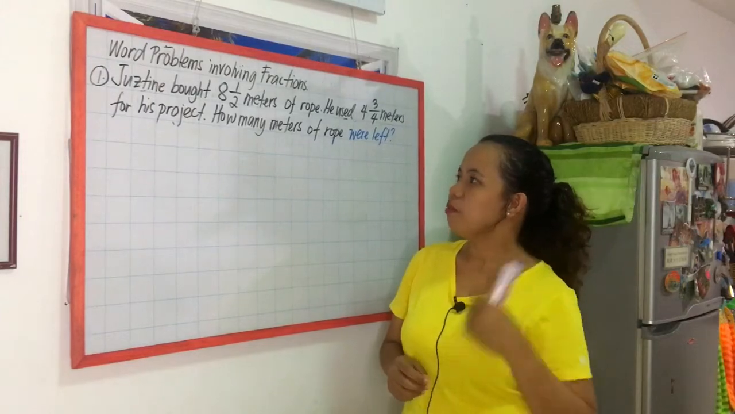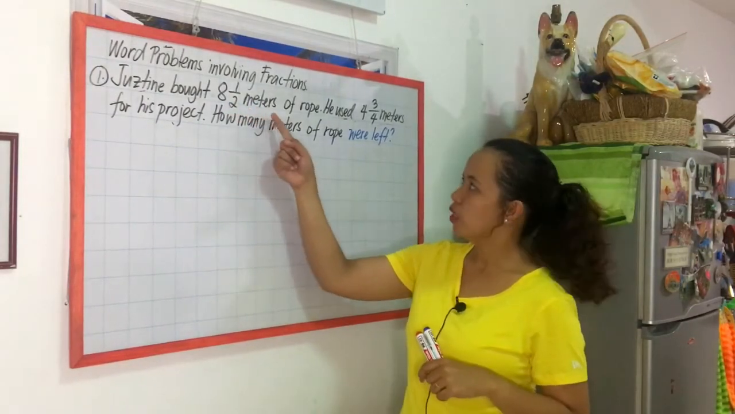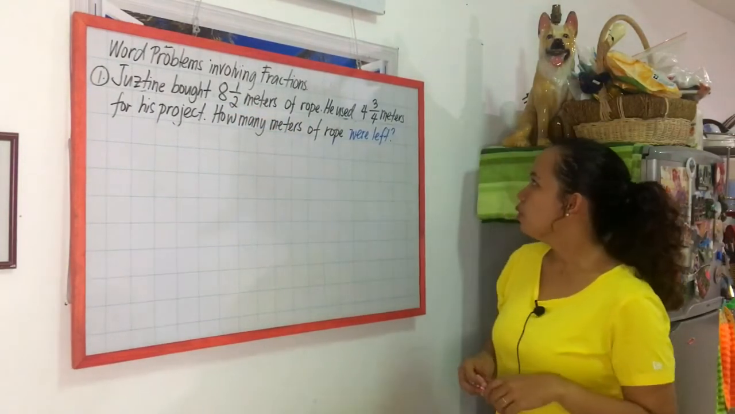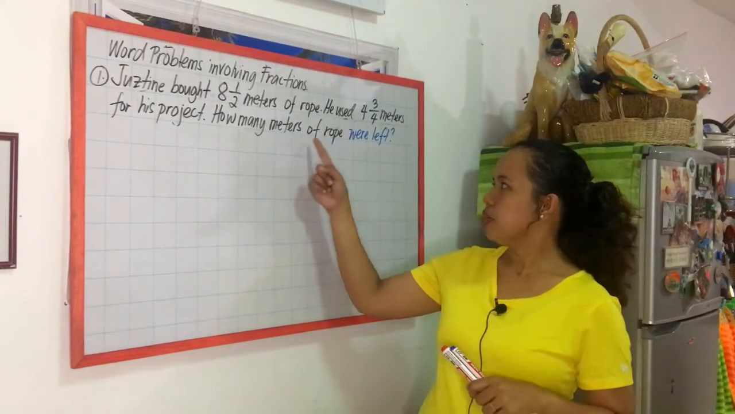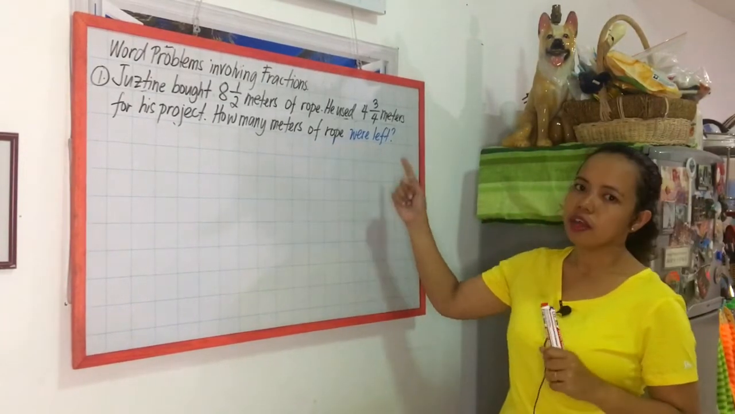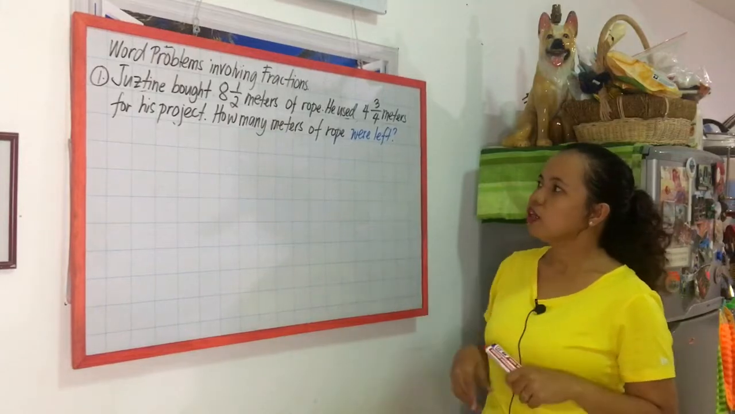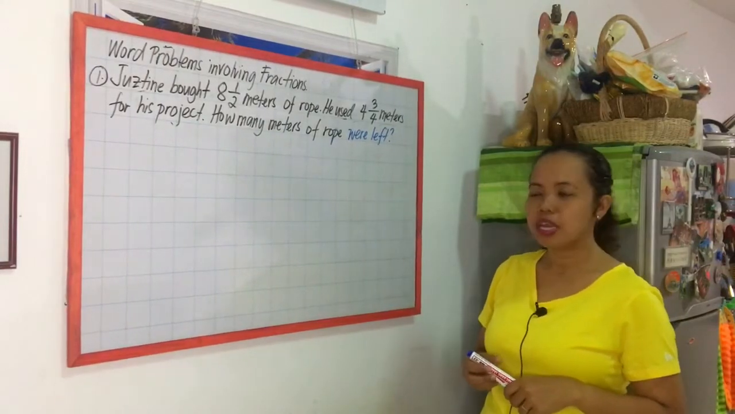Justin bought 8 1/2 meters of rope. He used 4 3/4 meters for his project. So, how many meters of rope were left? Ang tanong po dito, ilang meters po ng rope yung naiwan?